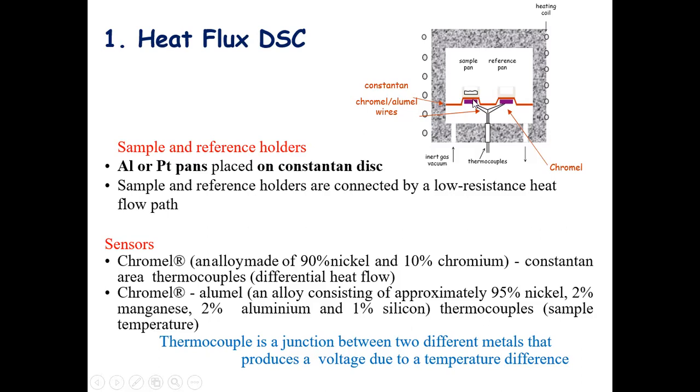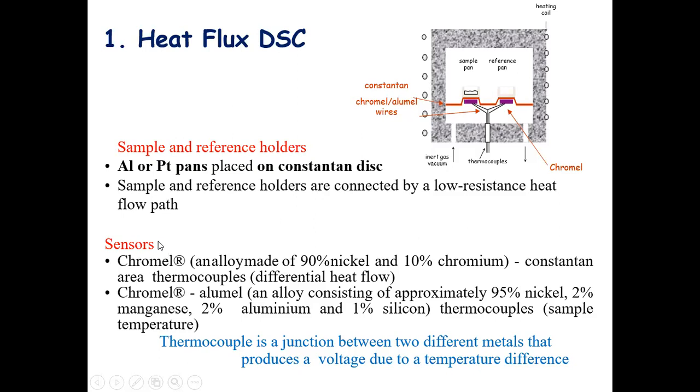One pan is to place your sample, and another pan is to place your reference sample. Both the pans are made up of aluminum or platinum. That is another important point to be remembered here. And both are placed on a constantan disc. If you observe, this red color one is the constantan, on which both the pans, the sample pan and the reference pan, are placed. Your sample and reference holders are connected by a low resistance heat flow path.